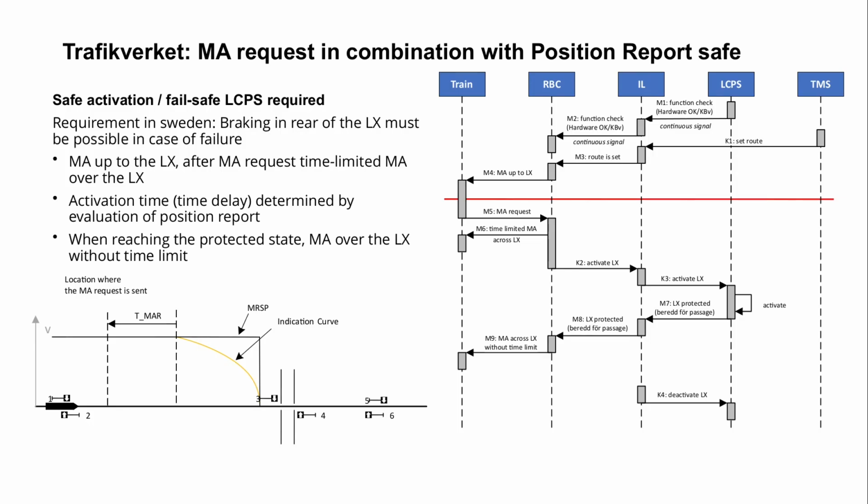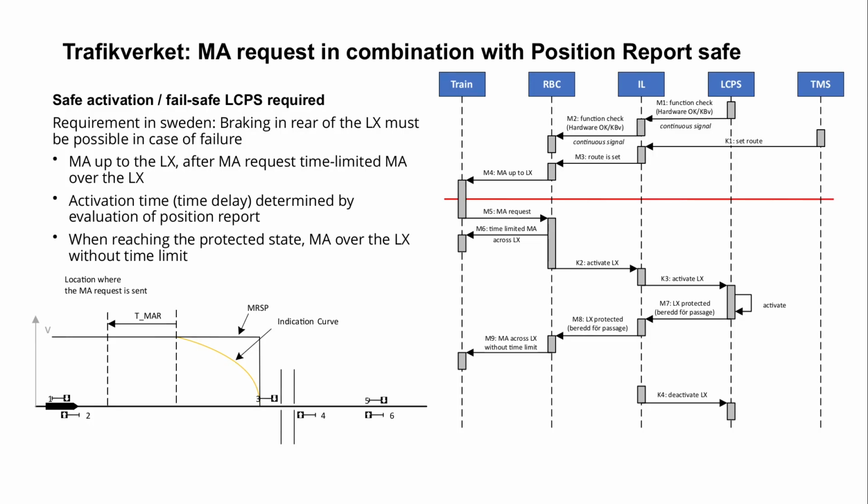In Sweden, even for fail-safe LCPSs, there is a requirement that the train is braked in rear of the level crossing in case of failure, but does not have to come to standstill. This requirement has been implemented by issuing the MA over the level crossing with a time limit after calculating the activation time. The time limit expires shortly before the train can reach the level crossing. If the level crossing is regularly protected, an MA without a time limit is issued before the time limit expires. However, if the level crossing fails to be protected, the time limit simply expires and the train is tripped.